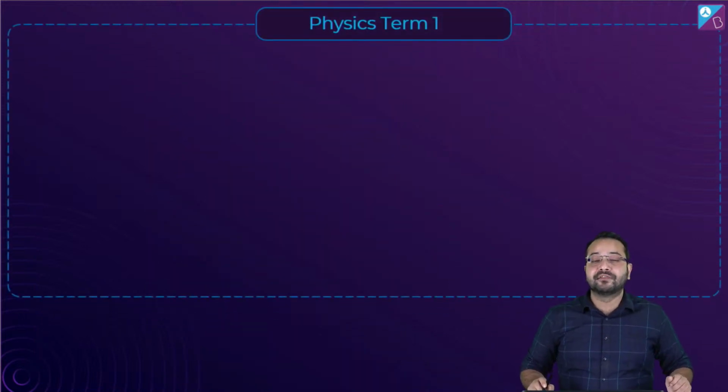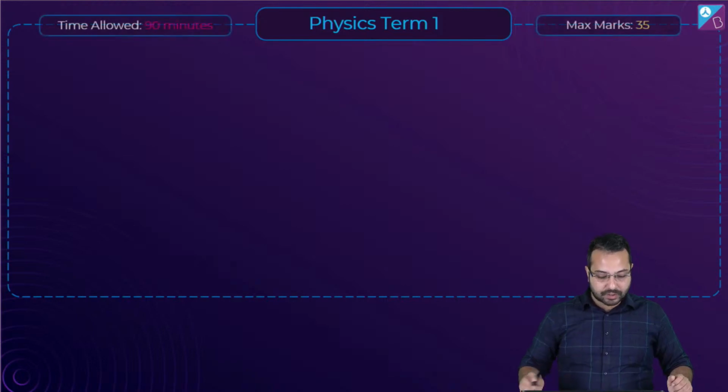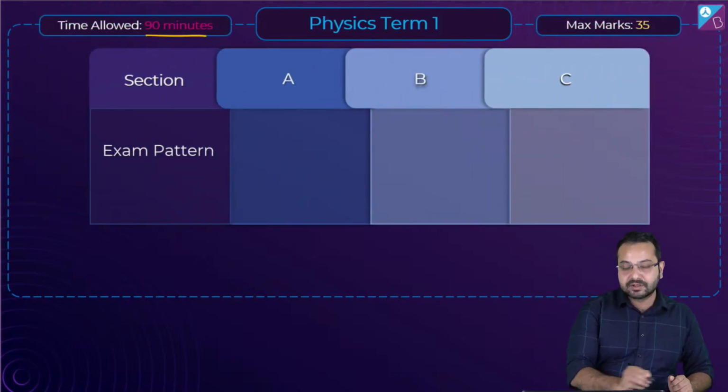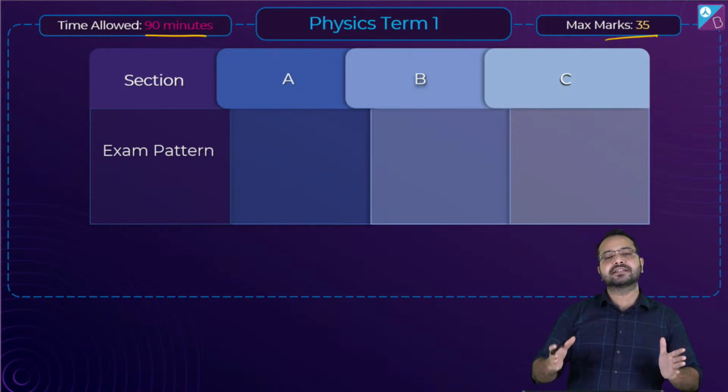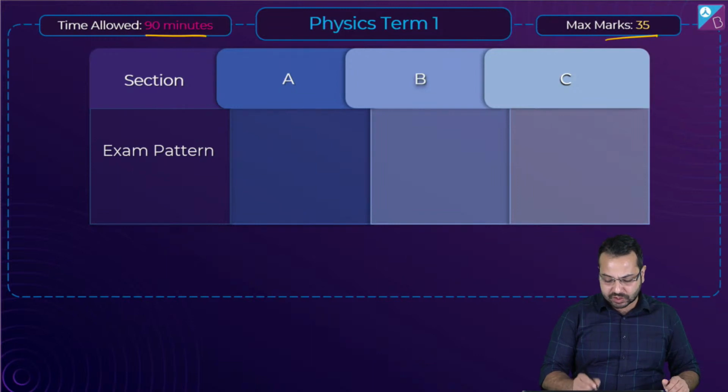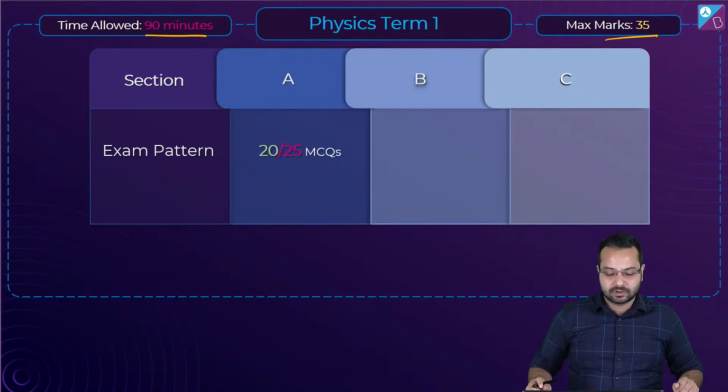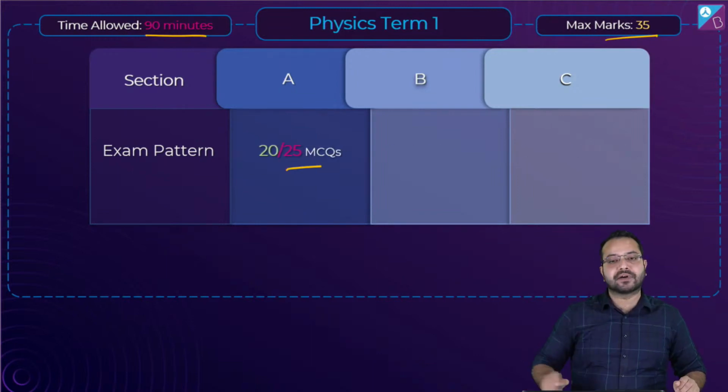Now let's come to physics Term 1. The time allowed is 90 minutes. The maximum marks is 35. Again, this is broken down into 3 sections, and in section A there are going to be 25 MCQs, out of which you have to answer 20.